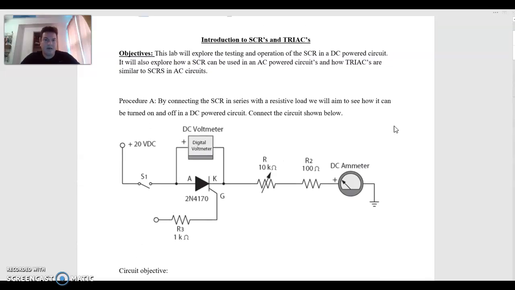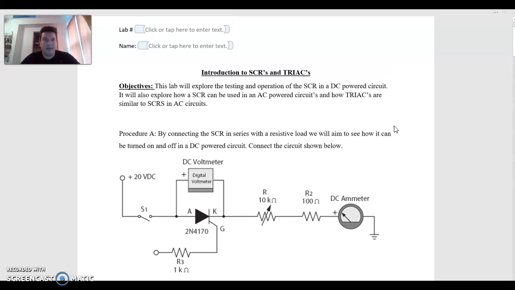If we come up here to the top of the lab sheet, you put your lab number and your name. You should be able to click right in those boxes and fill in that information. This lab will explore the testing and operation of an SCR in a DC powered circuit. It will also look at how an SCR can be used in an AC powered circuit and how TRIACs are used similar to SCRs in AC circuits.